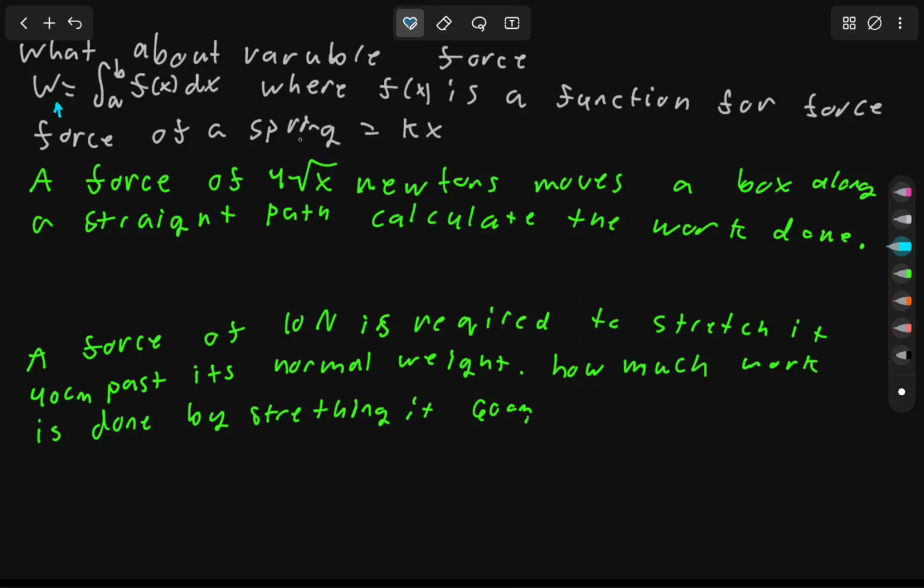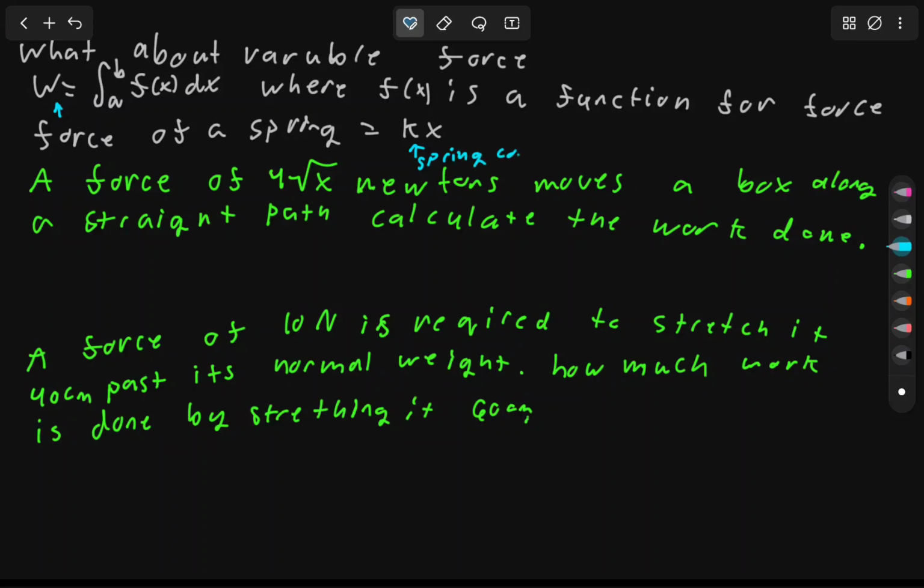So force, and this is just a good thing to know and something I'm going to be using several times in this video. A force of a spring is equal to k, which is known as the spring constant.